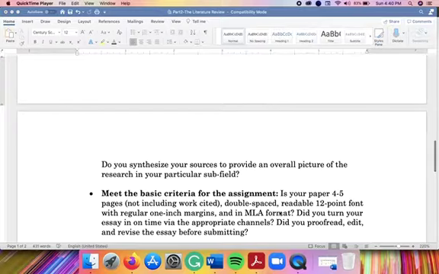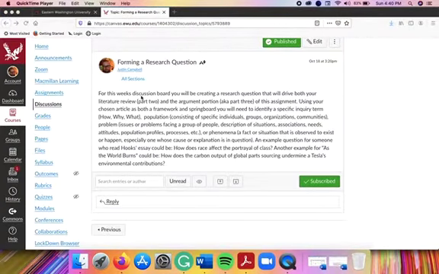So again, pretty straightforward. The lit review is just a summary of the sources you have read, giving the reader, which is going to be me, context about what the conversation is. As for the research question itself, you will be developing that on the discussion board, and we will talk about this in class. But you will be creating a research question that will both drive your literature review and the argument portion.